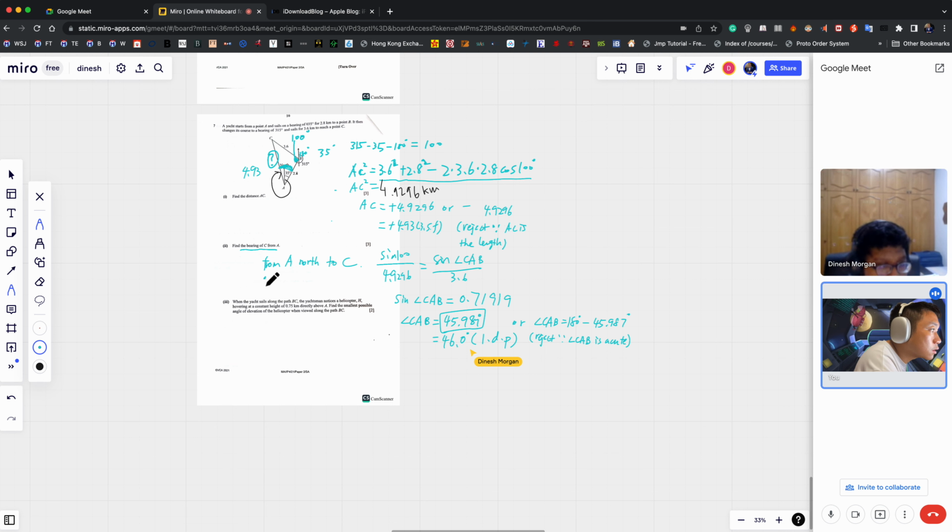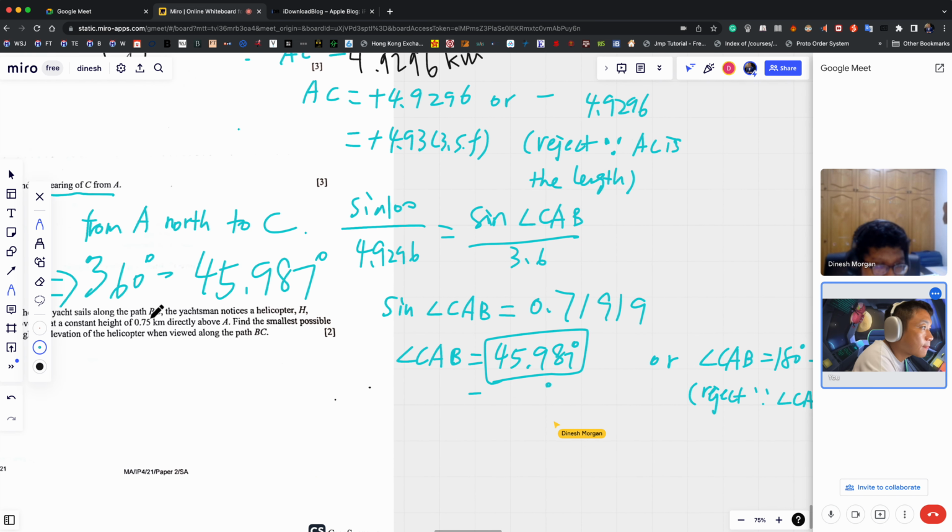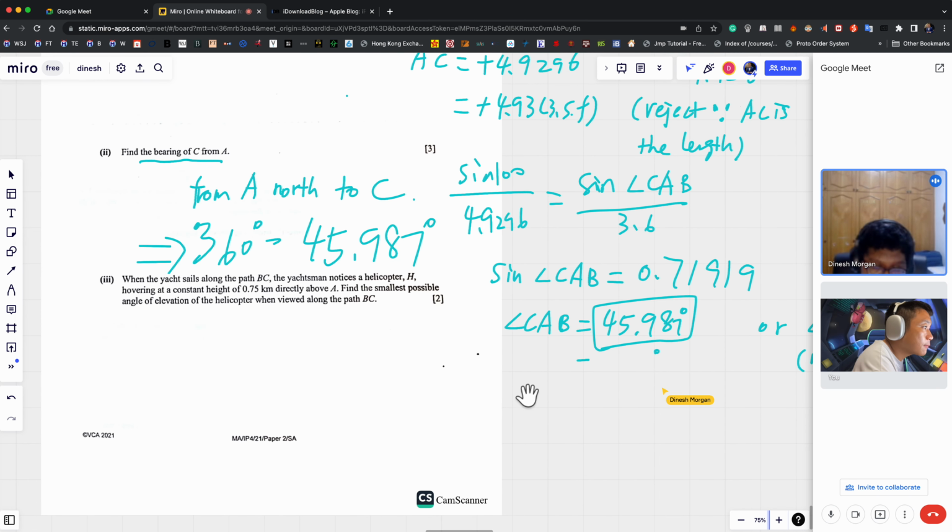So 360 minus the intermediate step, you just take 45.91. Actually, I don't have to round it. I don't even need to round it. So this is the answer, and then after that you have to round it over here, right? All right. Okay. Good.